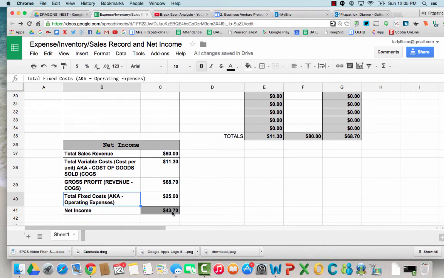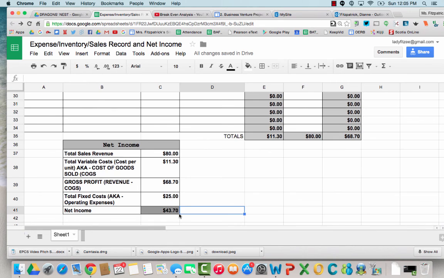Okay, so now you have net income. Your company has made money, and this is the amount of money that we are going to be donating to charity. But if these were not charitable organizations, this is the amount of money that you guys are going to be keeping, your net income.